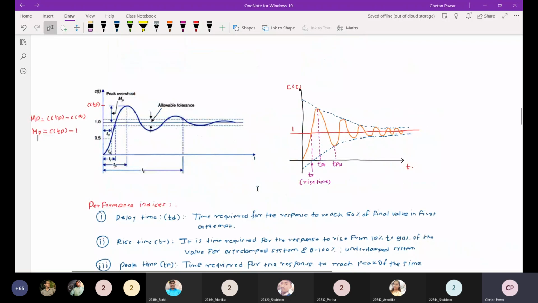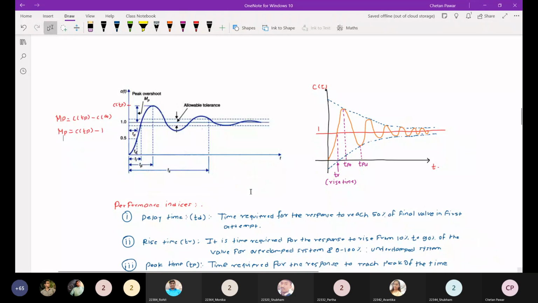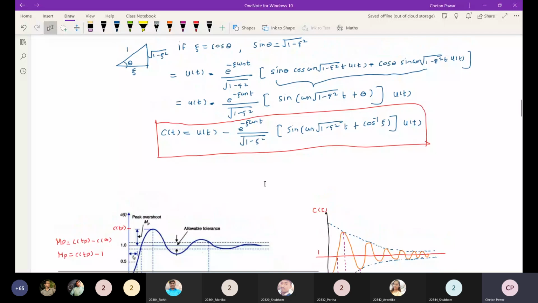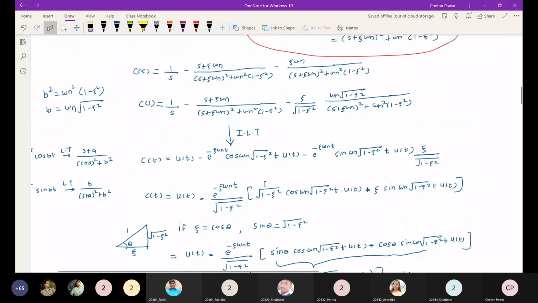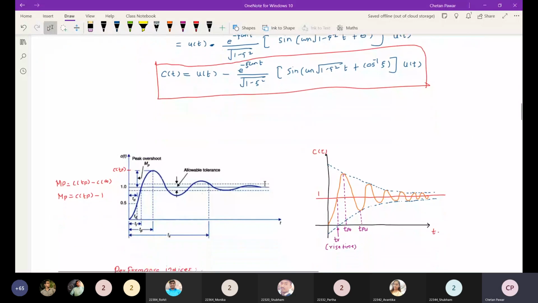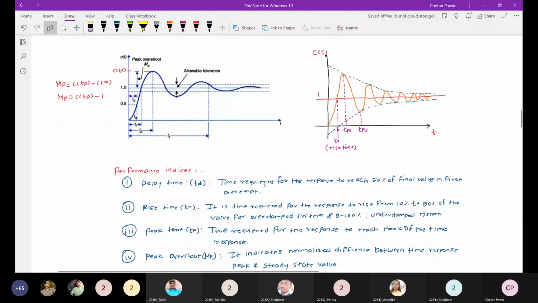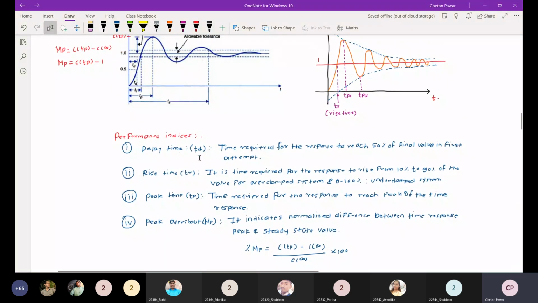Have you understood up to this point? Does anyone have any doubt here? If you have any doubt, you can ask me. Any doubt? No, sir. Okay, so can we proceed? Shubham, any doubt? No doubt, sir.